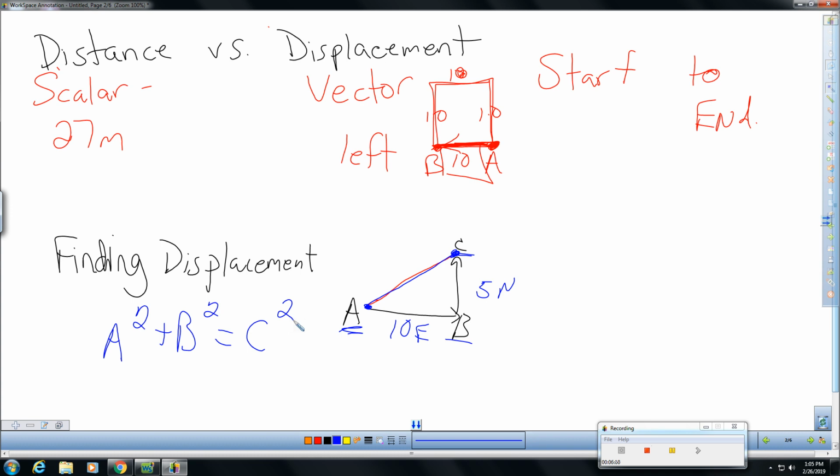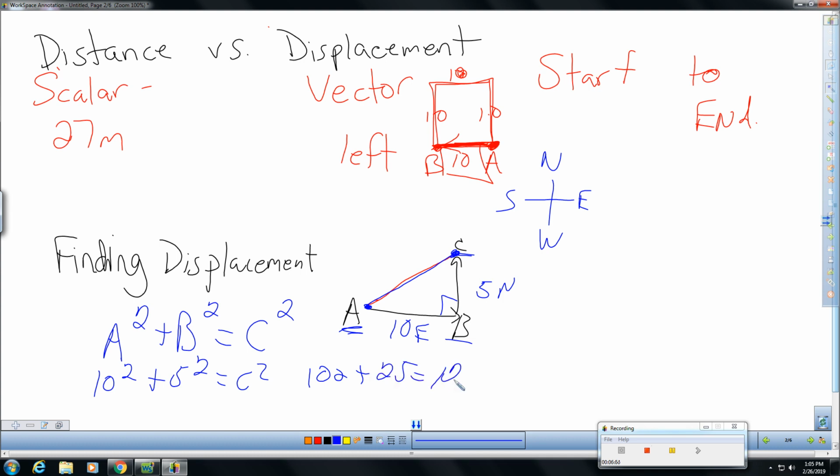Pythagorean theorem. Because we have a right triangle, and because the directions always travel at right angles to each other, anytime we start talking about north, south, east, west, we can use the Pythagorean theorem to help us solve for this. So this is literally talking about 10 squared plus 5 squared. That gives us our C squared. So 10 squared is 100, 5 squared is 25. So C squared is 125.